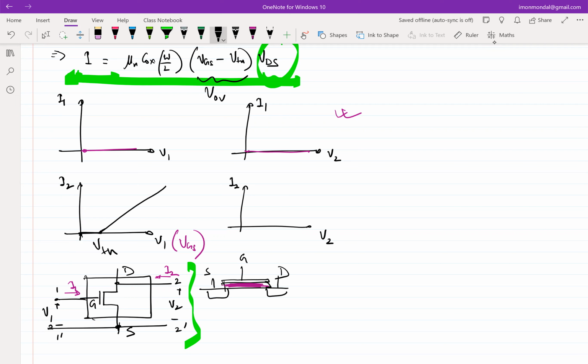If this is I2 versus V1, what is Y21? Right, so the slope of this. So what is the slope? This gives us Y21 also. What is Y21? Mu n Cox VDS. Great. So seems like we're on the right track till now, right?